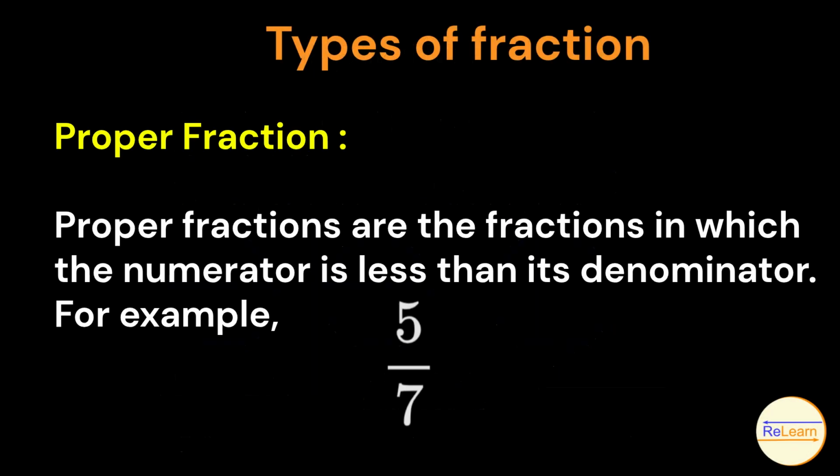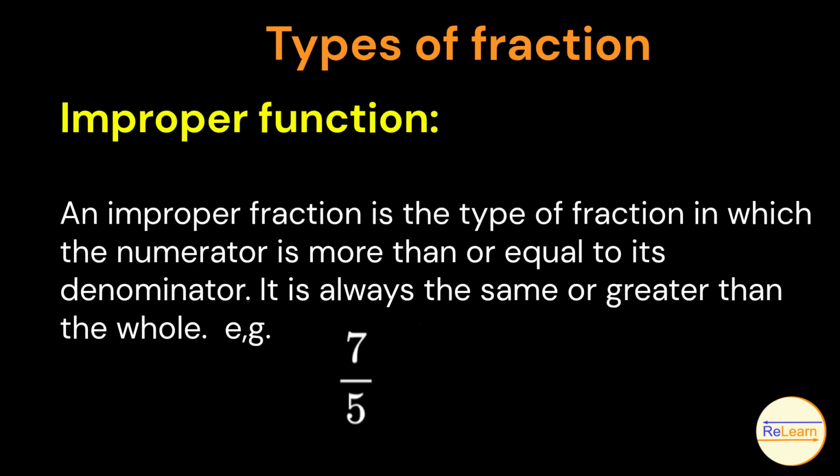Proper fraction. Proper fractions are the fractions in which the numerator is less than its denominator. For example, 5 upon 7. Improper fraction. An improper fraction is the type of fraction in which the numerator is more than or equal to its denominator. It is always the same as or greater than the whole. For example, 7 upon 5.